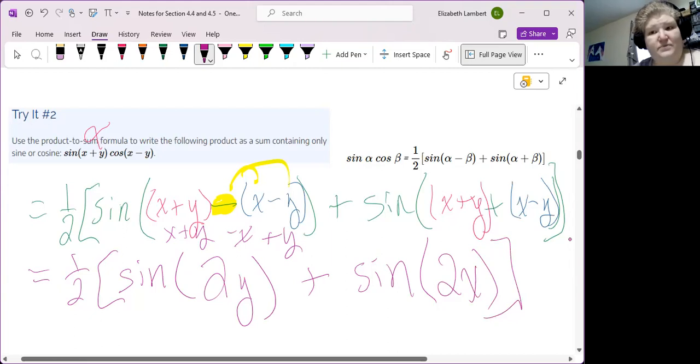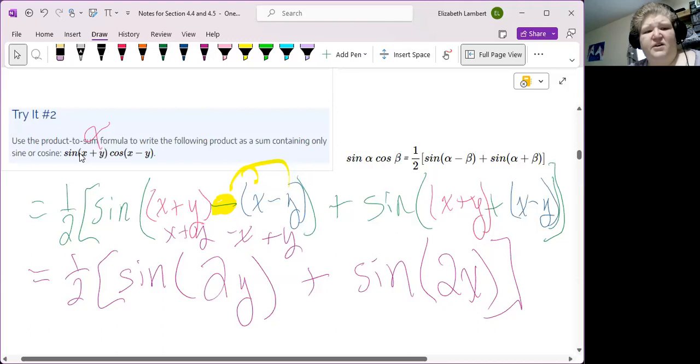That's it. I mean, I could technically use like the sine double angle formula here, but that doesn't make it prettier. And this is a sum. That's what they told us to do. Use the product to sum. It's now a sum instead of a product. Done.